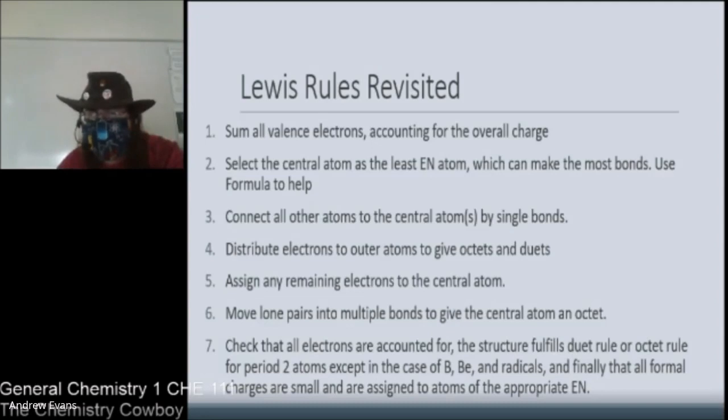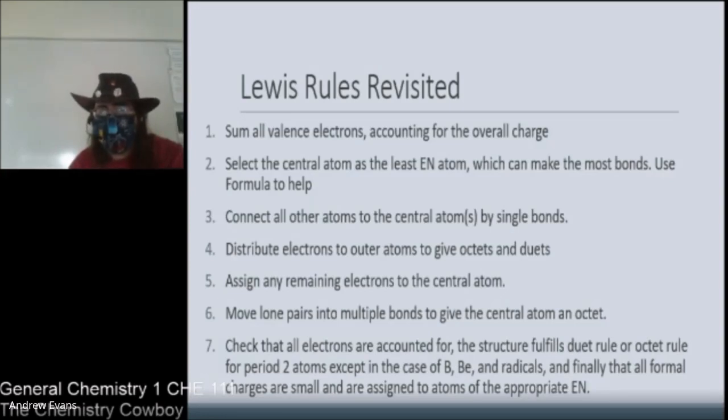1, we have to make sure that all electrons are accounted for. 2, we have to make sure that the atoms fulfill the octet and duet rule for period 2 atoms. So anything like carbon, nitrogen, oxygen, fluorine should have an octet whenever possible. Sometimes there'll be special cases with radicals or boron where we can't get an octet.